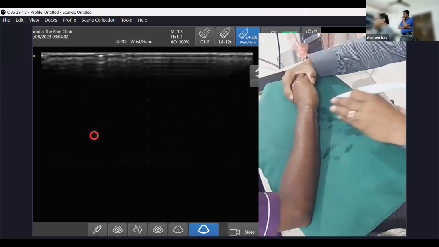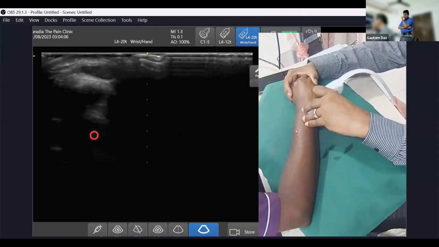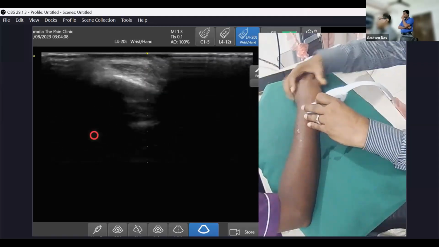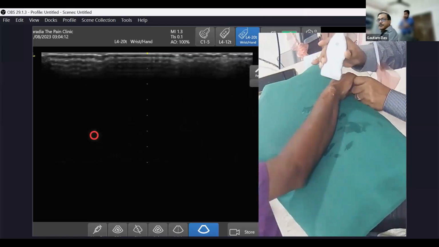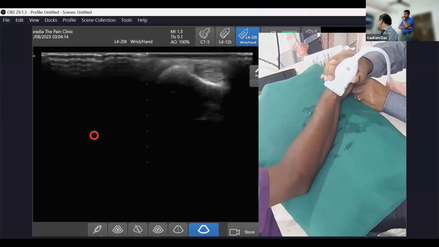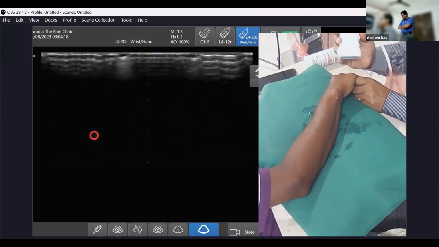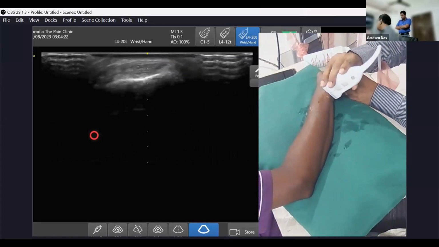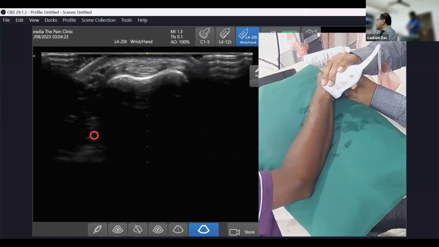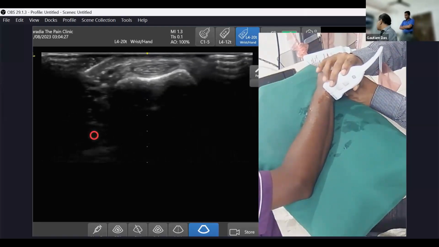And now, if I am holding the probe like this, this is a cross section of the extensor carpi ulnaris. Look at my probe position. I am holding it, the patient is putting the hand like this, and the tendon is exactly in the center of the screen. The center of the screen is the extensor carpi ulnaris, and the right-hand side of the screen is the dorsal side.